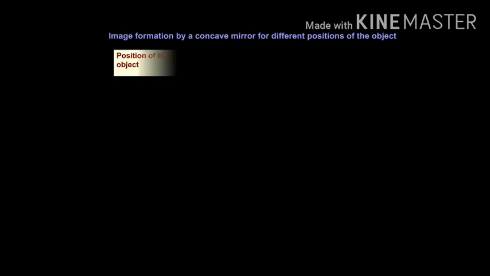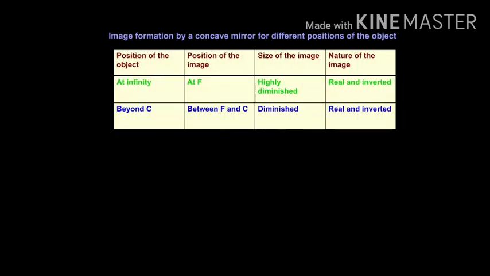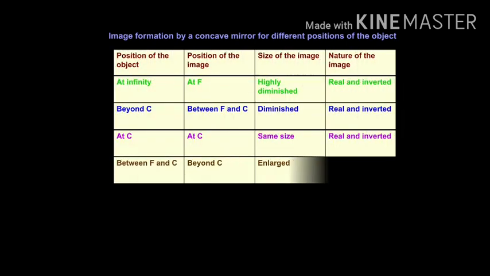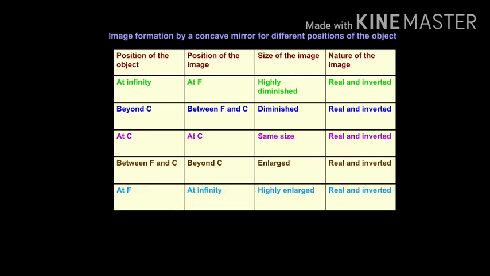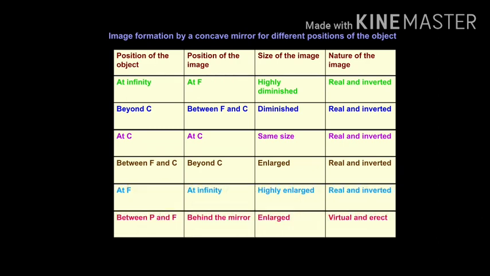Now we can summarize all the properties at a glance. When the object is at infinity, beyond C, at C, between F and C, at F, and between P and F, what is the position, size of image, and the nature of image. But you need to redraw the diagrams for all the cases, and then these image properties will be very easy to understand. Okay, so we will move further, and it is the turn of the convex mirror.